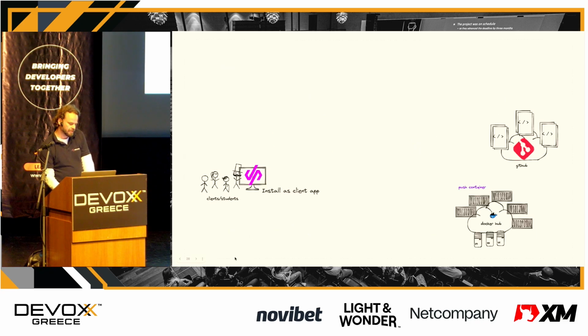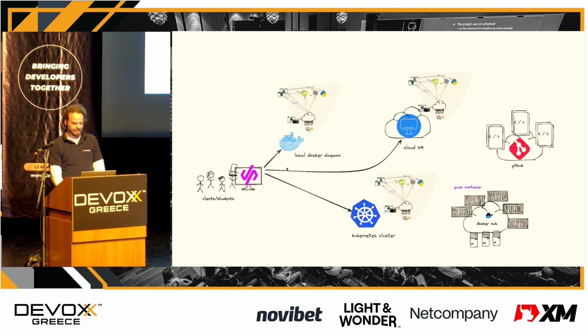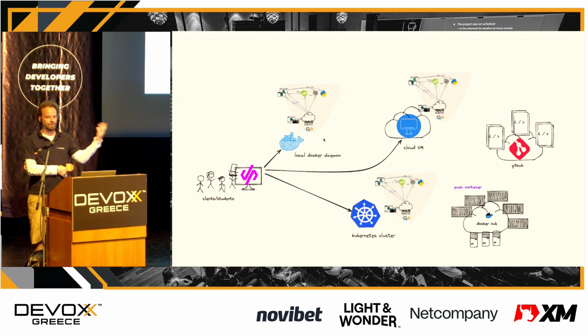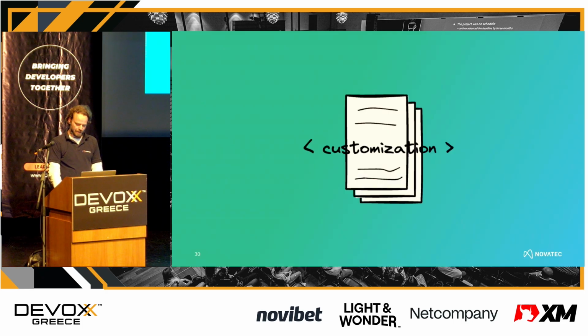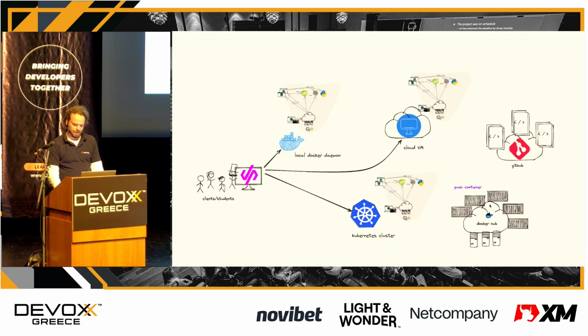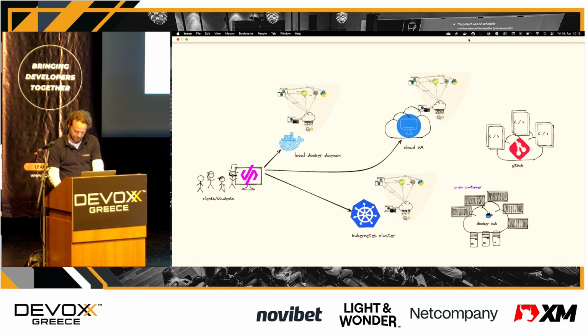So what you need to do, you install a client app. In this case, you need to install a client app. And then you say, OK, what kind of provider do I want? Do I want a local Docker daemon? Do I want a cloud VM? Do I want a Kubernetes cluster? You have all the various options. And then you connect your repos to it and run it. So I'm going to show this to you real quick. I have that here.